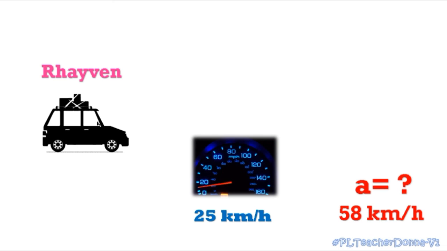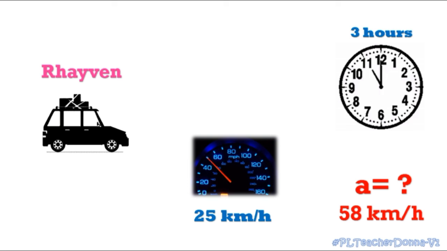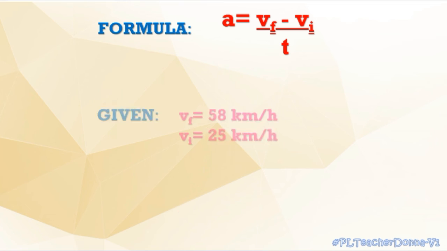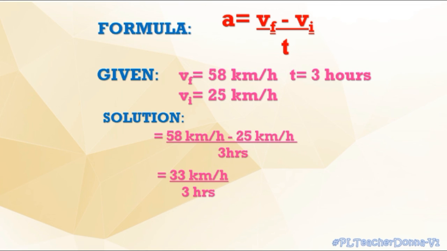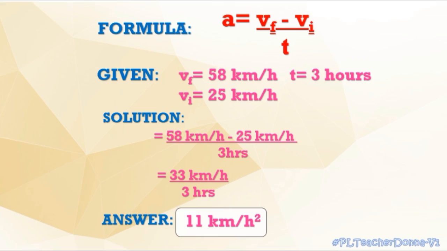For example, what acceleration is needed to accelerate Raven's car from 25 kilometers per hour to 58 kilometers per hour in 3 hours? In this problem, we are to speed up Raven's car from our initial velocity, which is 25 kilometers per hour, to our final velocity, which is 58 kilometers per hour. This is the formula, and substitute the given. 58 kilometers per hour minus 25 kilometers per hour is 33 kilometers per hour, and divide it by 3 hours, that's 11 kilometers per hour squared.